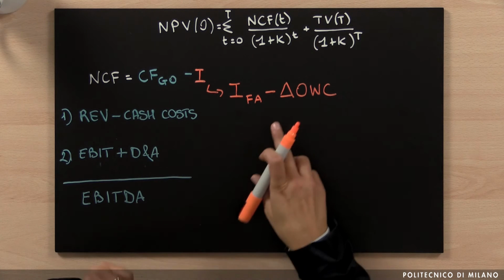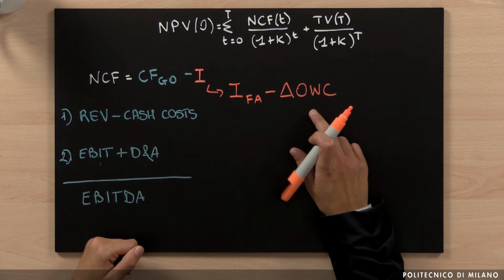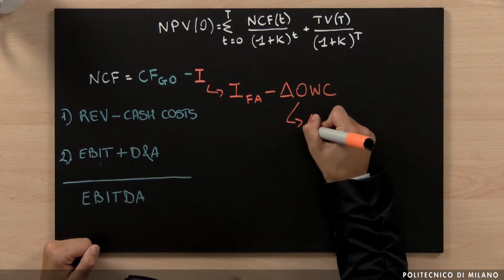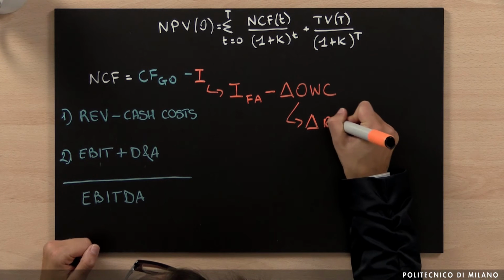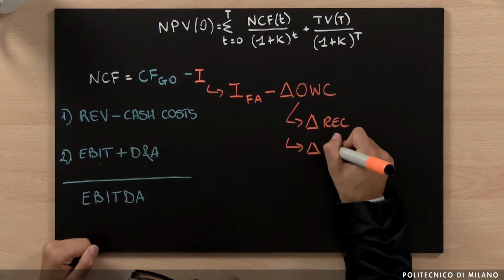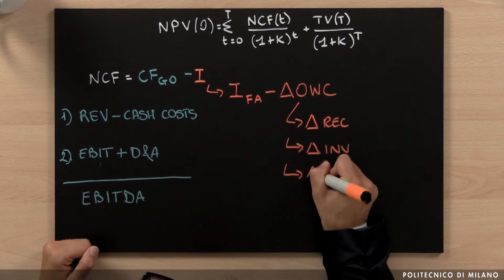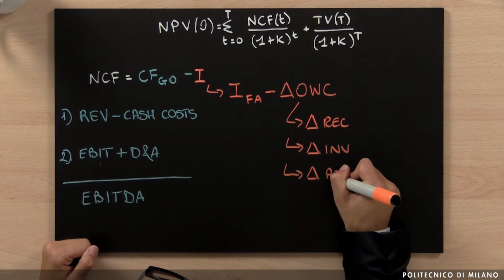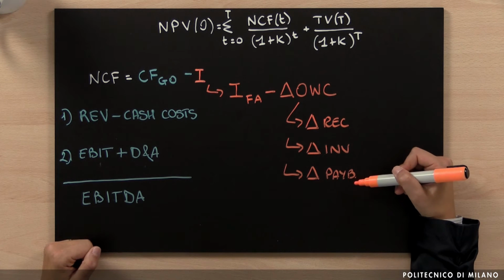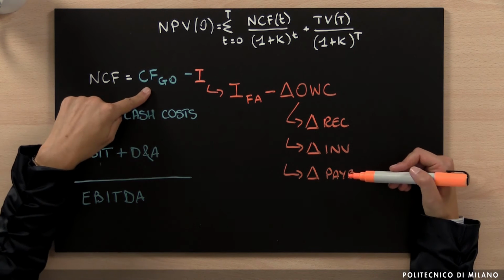And then we need to deduct the variation of the operating working capital. This operating working capital includes the variation in the receivables, the variation in the inventories, and the variation in the payables. Why should we account for these three components? The reason why is because of the cash flow gross operating.